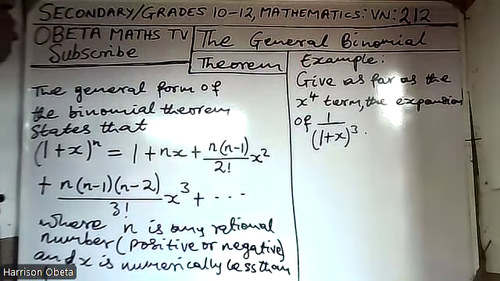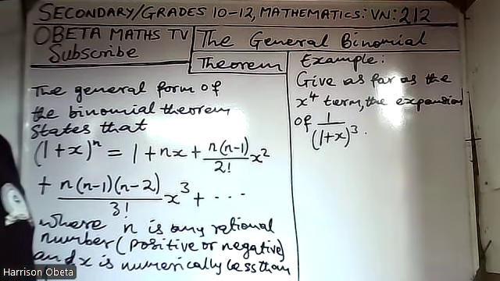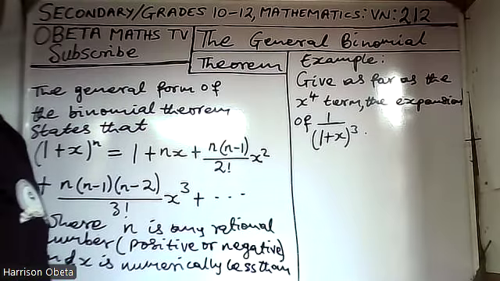As we can see on the board, the general form of the binomial theorem states that (1 + x)^n is given by the formula 1 + nx + n(n − 1)/2! x^2 + n(n − 1)(n − 2)/3! x^3 + ..., where n is any rational number, positive or negative, and x is numerically less than 1.